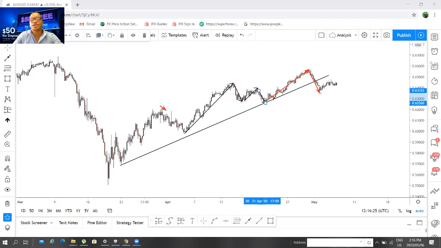So what is price doing right now? It's forming a bearish flag. We call it bearish flag formation. So anytime now, you can just press sell for price to go down to that level.